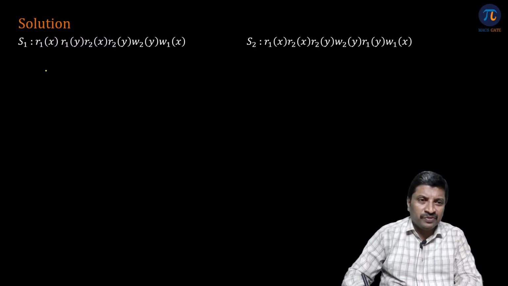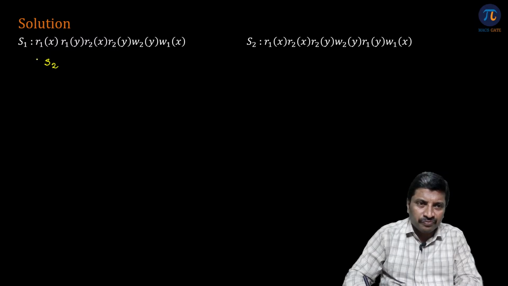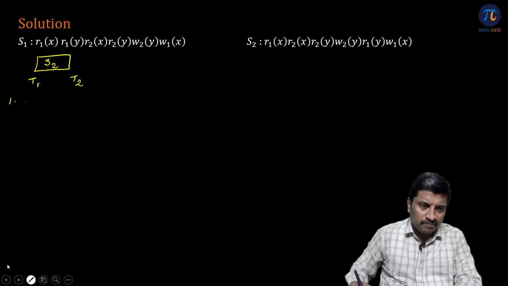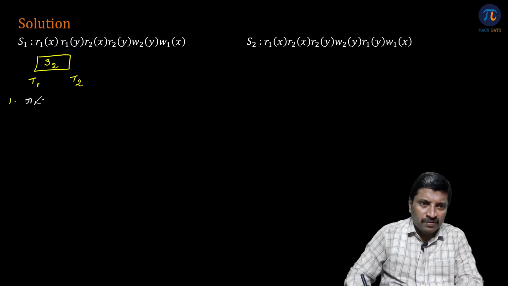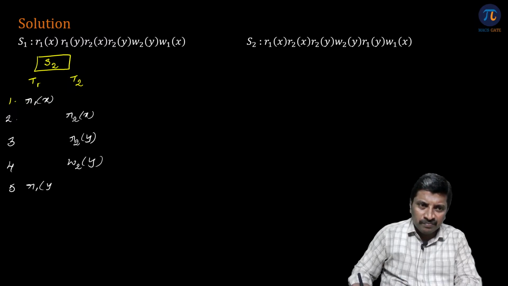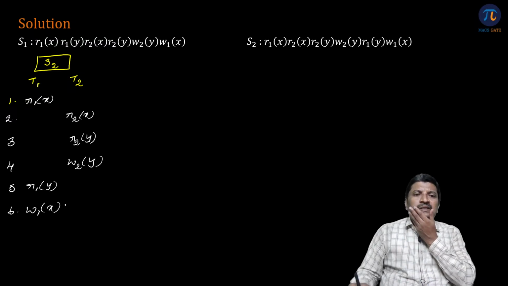Let us do the second one, sir. Let me write the second schedule S2. R1 of X. Then this fellow is reading the value of X. Then the second fellow is reading the value of Y. Then again the third fellow is reading the value of Y. Then the first fellow is reading the value of Y. Then the first fellow is reading the value of X. Right?